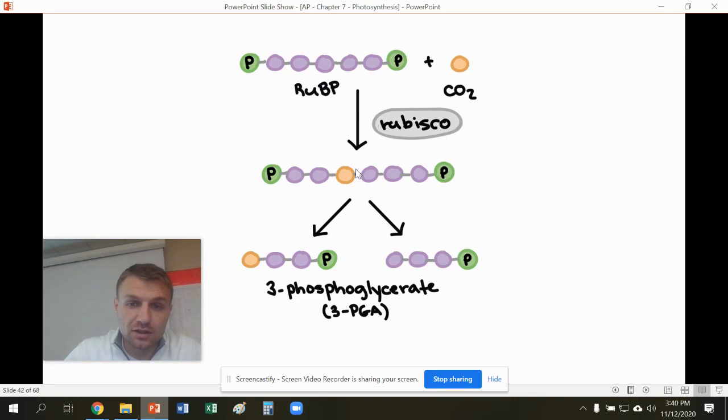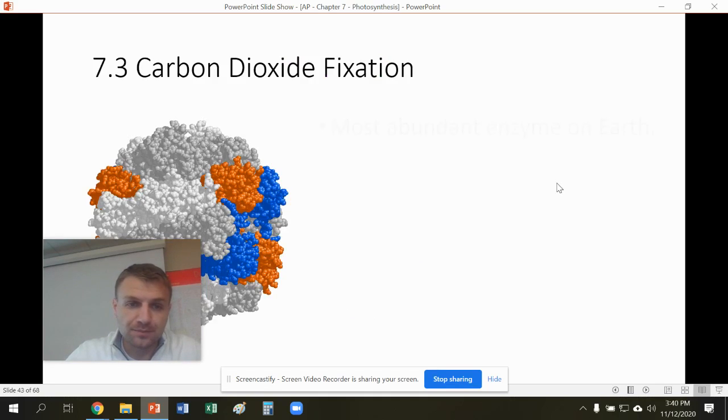Now, this CO2 is actually going to be fused in the middle here. There's a misconception that it's added on the end. Nope, it actually is added in the middle. You can see where that carbon is on this 3-PGA, and then we have the other 3-PGA. Now, don't think that this carbon molecule is anything different than any of these other carbons. It's the same thing, and you'll see a little bit more in depth of why that is later on.